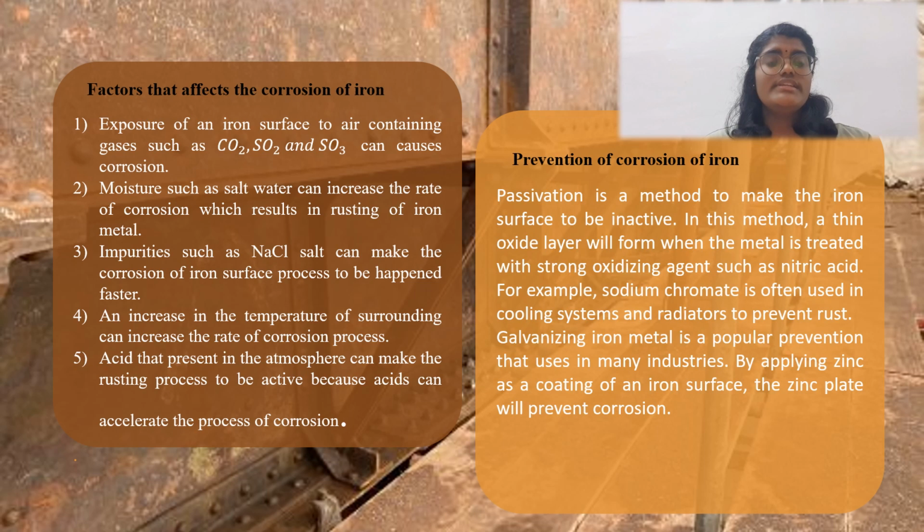We can prevent the corrosion of iron in many ways. One of them is the passivation method. In this method, the iron surface will become inactive. A thin oxide layer will form when the metal is treated with a strong oxidizing agent such as nitric acid. Sodium chromate is also often used in cooling system radiators to prevent rust. Galvanizing iron metal is a popular prevention used in many industries. By applying zinc to the iron surface, the zinc plate will undergo the corrosion. Cathodic protection is another popular method to prevent corrosion for underground pipelines. Thank you.